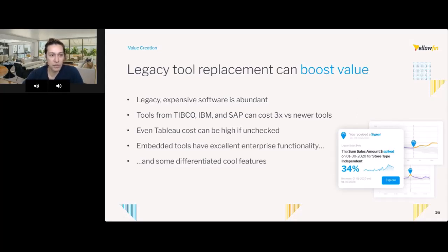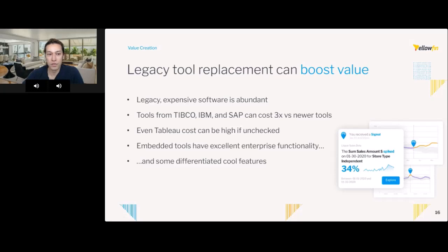But there is a business case to really replace some of these legacy tools with more modern tools. And not only could it decrease the cost by up to a third, but it adds more enterprise functionality than what was available in legacy tools. So, for example, there on the slide, there's an example of a feature we call signals that allows companies to receive an alert when there's an outlier in their data. For example, that example shows how there's a spike in sales data for that store type on that day. And that sends an alert to the stakeholders that are interested in that data.